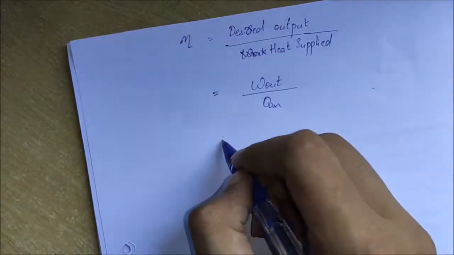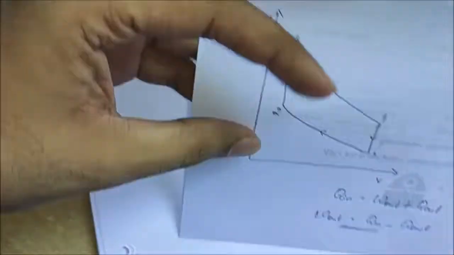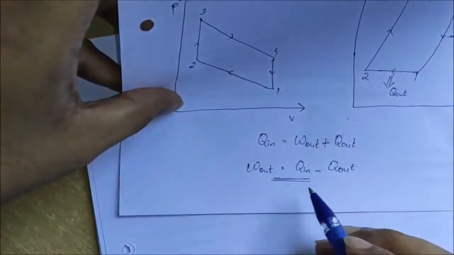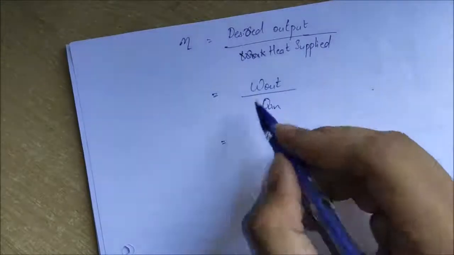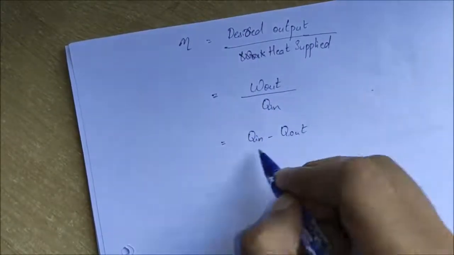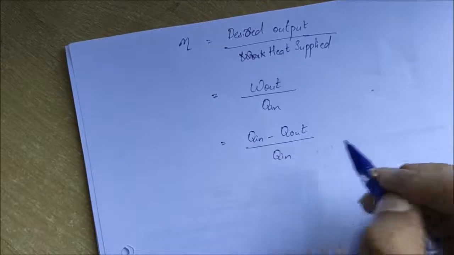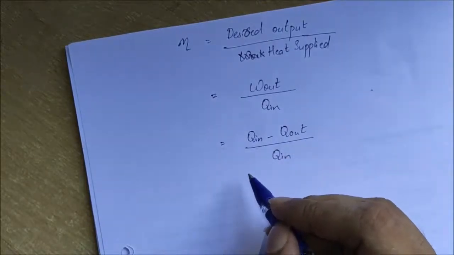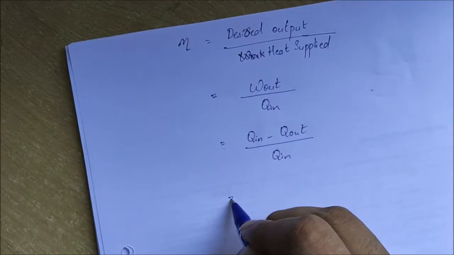So what is this W out? Earlier we have developed an expression: W out is Q in minus Q out. So I am rewriting it as efficiency equals Q in minus Q out by Q in. Fine.